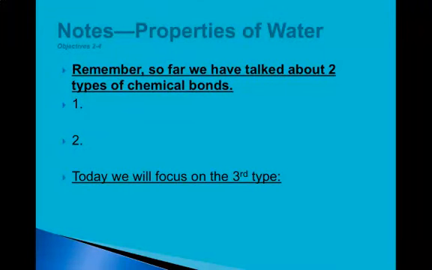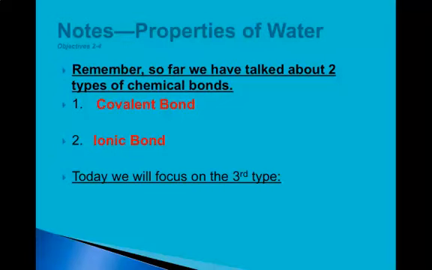So if you'll recall, so far we've talked about two types of chemical bonds. We've discussed covalent bonds and we've discussed ionic bonds. Remember, the covalent bond is the one that shares electrons, and the ionic bond is the bond where electrons are transferred from one atom to the other, thus charging them, and opposites are attracting like magnets.